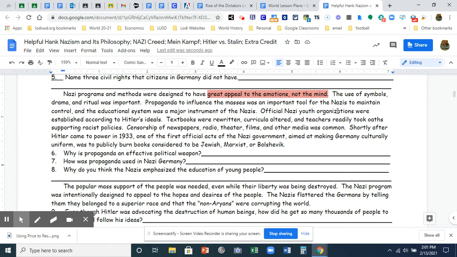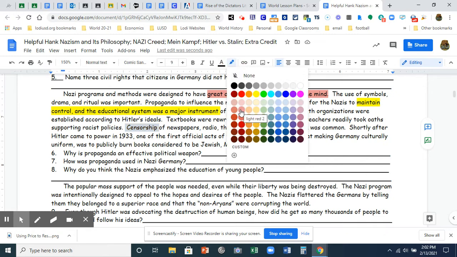Propaganda to influence the masses was an important tool for the Nazis to maintain control. So the purpose of propaganda was to maintain control, and the educational system was a major instrument. Official Nazi youth organizations were established according to Hitler's ideals. Textbooks were rewritten, curricula altered, and teachers readily took oaths supporting racist policies. Ugh, that's awful. Censorship of newspapers, radio, theater, films, and other media was common. Okay, so censorship. Oaths supporting racism more often. That's terrible.